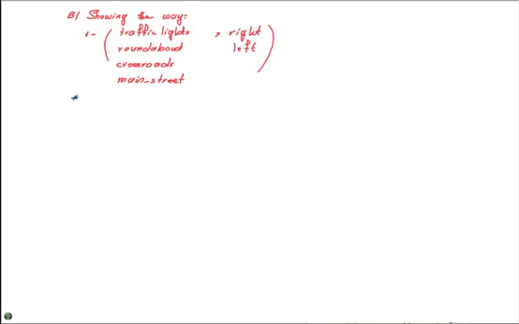If we want to put them into meaningful sentences, we say go to the traffic lights, or go to the main street, or go to the crossroads, roundabout, and turn right or left.